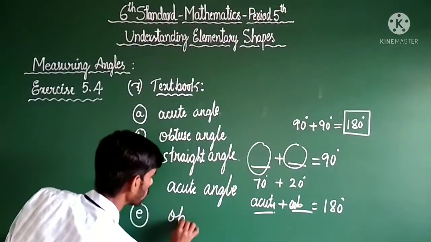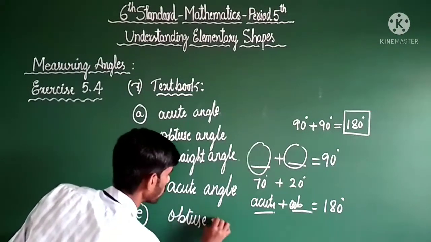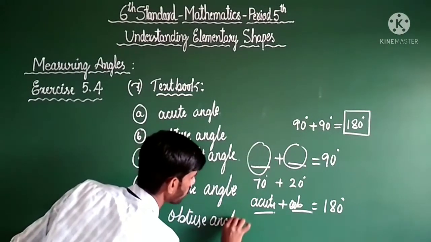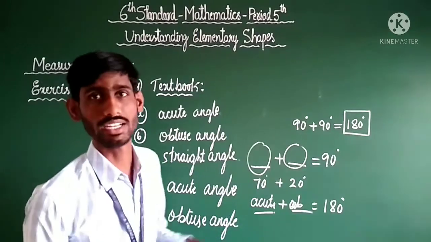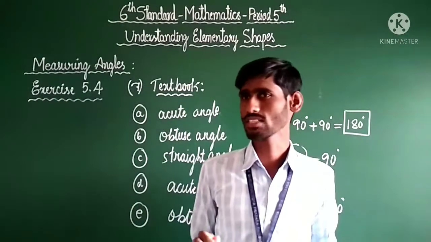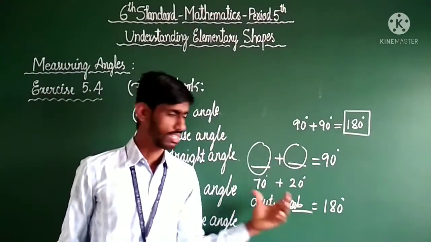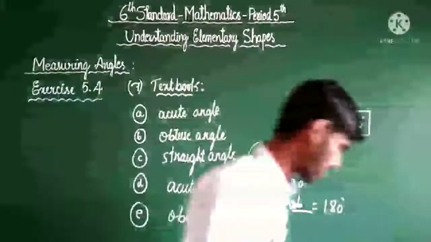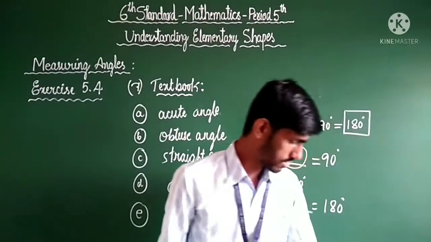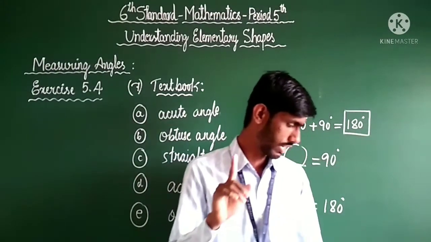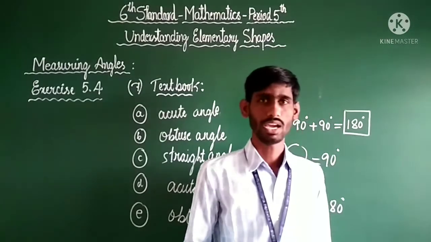Okay. What is the measurement of obtuse angle? Greater than 90 degree, less than straight angle. That is obtuse angle. Okay. Just you may take a number and check it yourself. So this is all about question number 7. Dear children, question number 8. Let us discuss by help of a text.